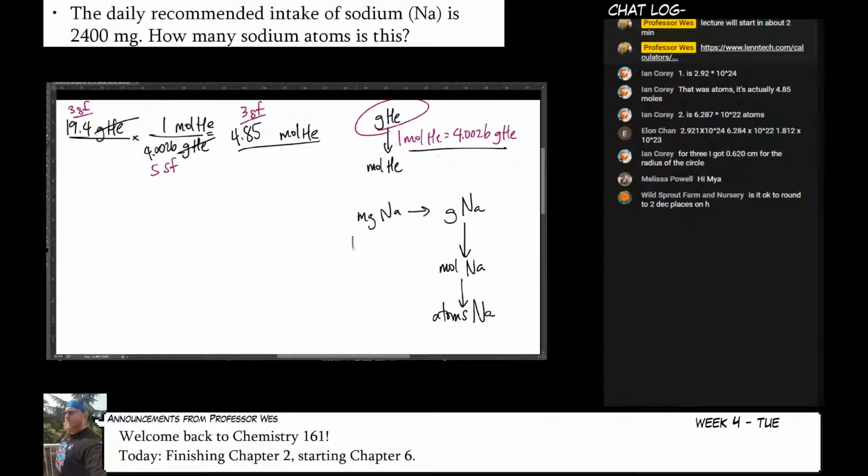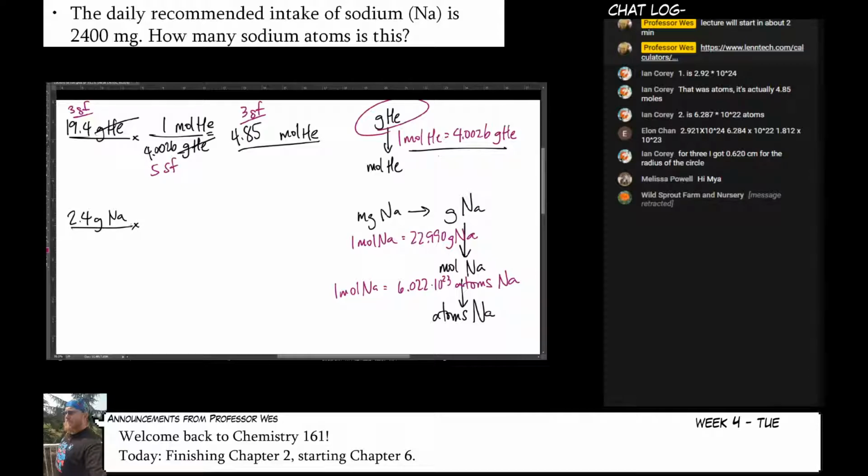So, 1 mole of sodium equals 22.990 grams of sodium. And then 1 mole of anything is the same as Avogadro's number of atoms of that thing. There you go. All right, so I'm going to immediately just start with grams. So that would be 2.4 grams of sodium.